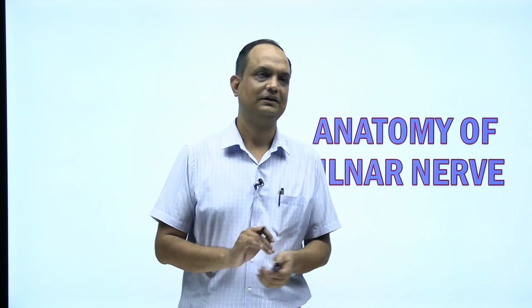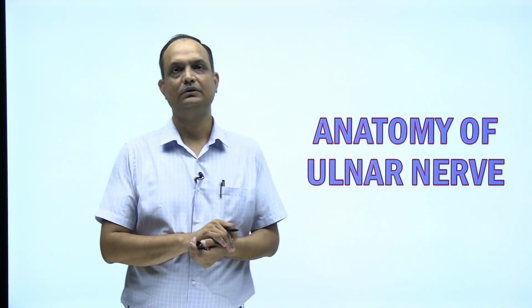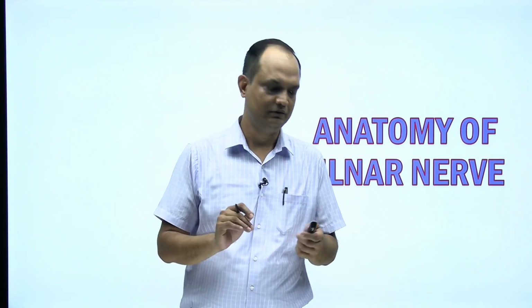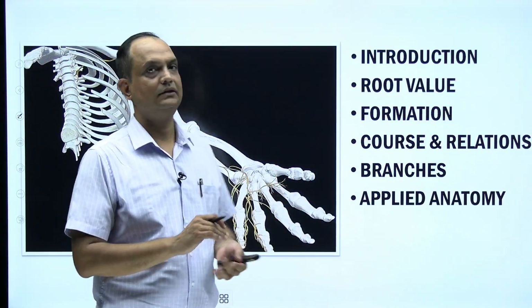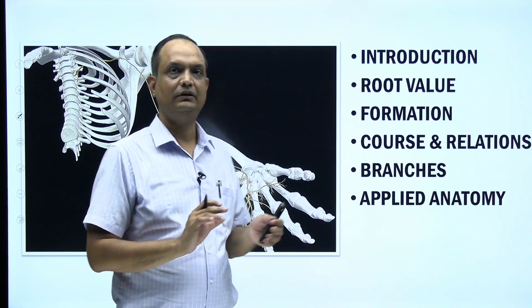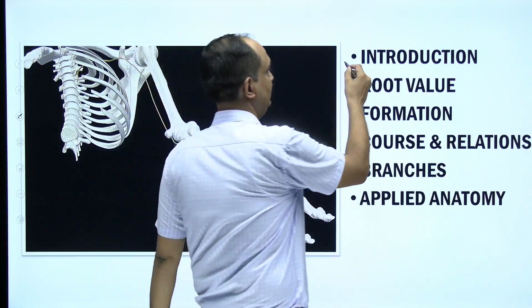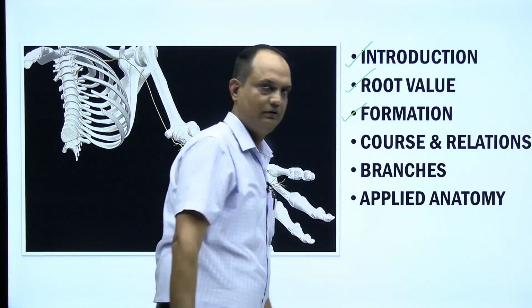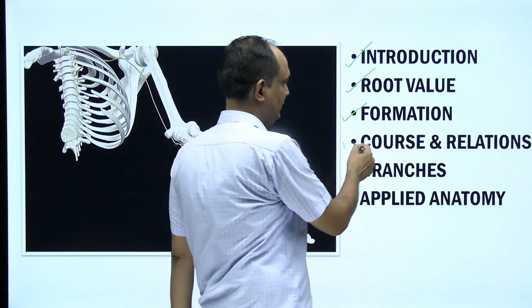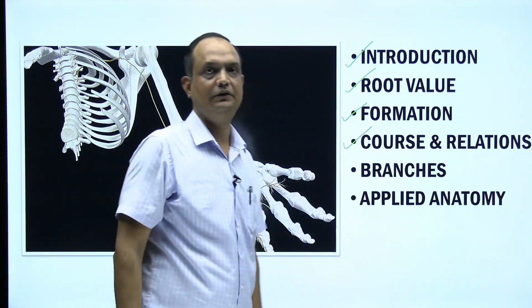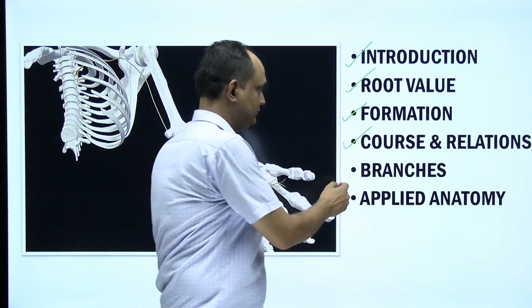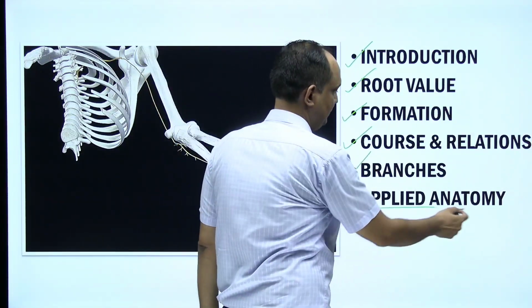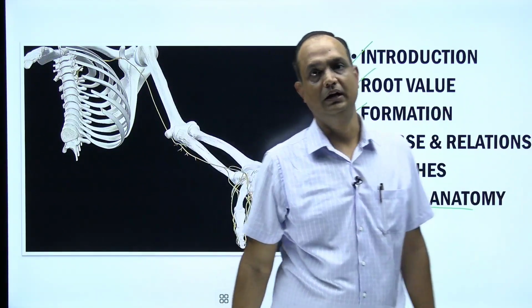Hello students, today we will discuss the anatomy of the ulnar nerve. We will discuss it under the following headings: introduction, root value, formation of the ulnar nerve, course and relations of the ulnar nerve in the different parts of the upper limb, its branches, and some important applied anatomy of the ulnar nerve.